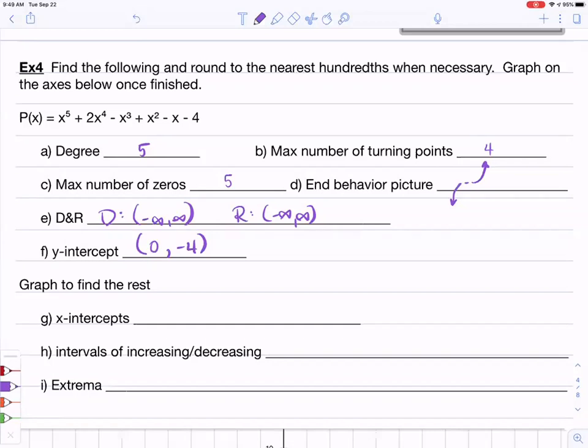Go back to your y equals. You have times. That should be plus. And between x squared and x should be x squared minus x.